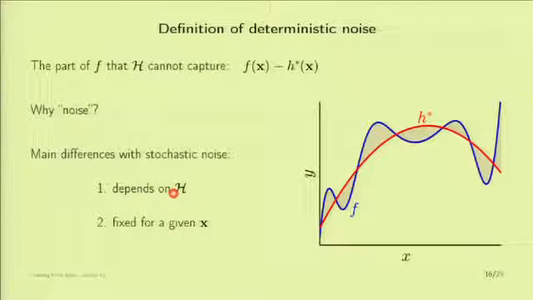And we settle on a hypothesis set. Once you settle on a hypothesis set, the deterministic noise is as bad as the stochastic noise. It's something that we cannot capture, and it depends on something that we have already fixed, so it doesn't depend on anything. So in a given learning situation, they behave the same.